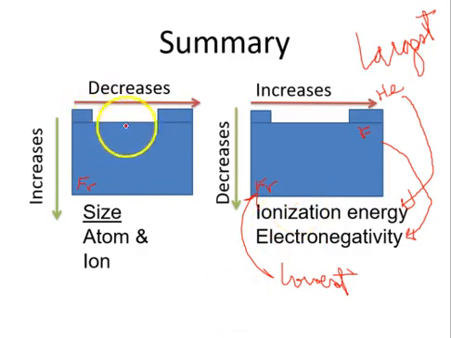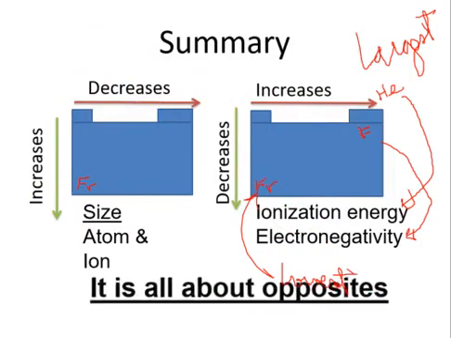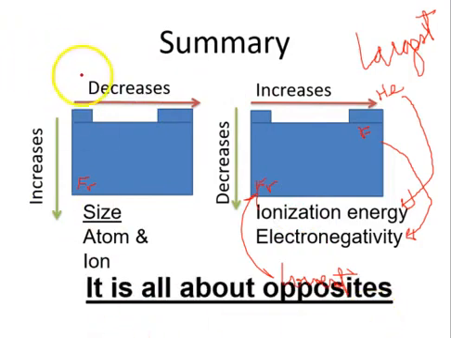If you know any one of the two trends, you know them both because it's all about opposites. Look, these words are placed here opposite from each day. Decrease to the right, this says increase to the right. Increase going down, this says decrease going down. So if you know one of the two trends, you know both of the trends because you can just remember it's opposite. The reason that they happen is the same.